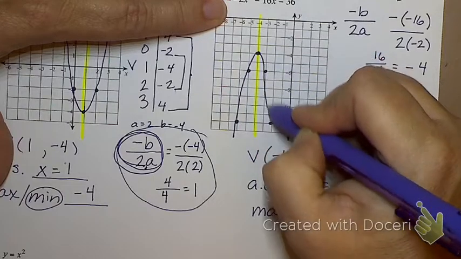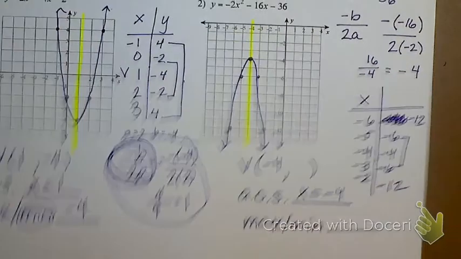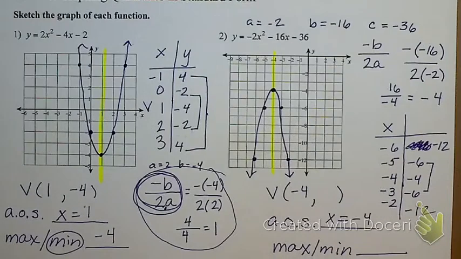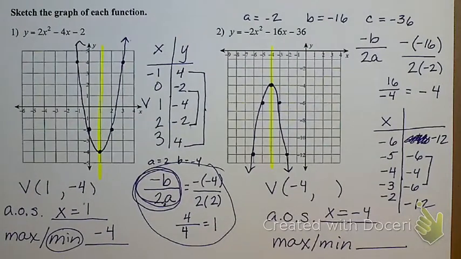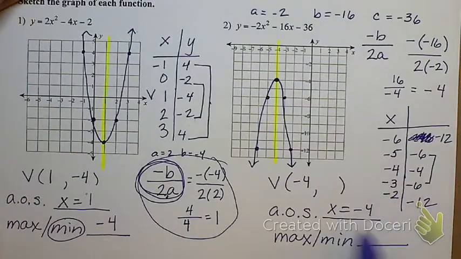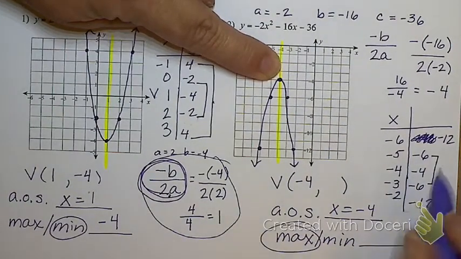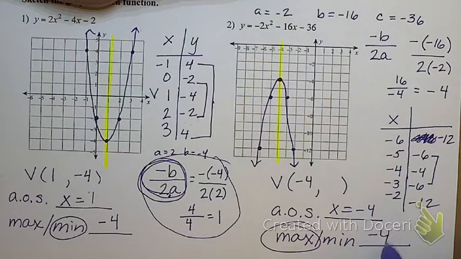Does it make sense that this one opens upside down? Why? Because what was negative? My a value was negative, so it makes sense that it opens upside down. Over here, a was positive, so it opened right side up. Does this have a max or a min? A max. And what is that maximum value? Negative 4, and I forgot to fill in the y value right there, but there it is.